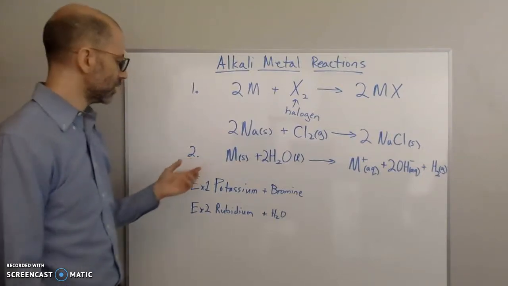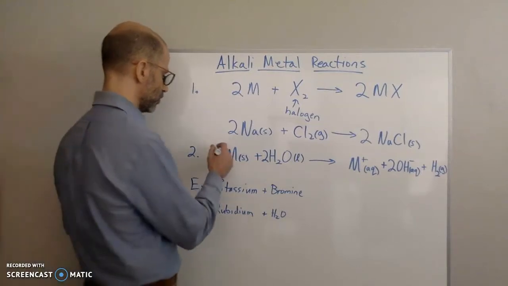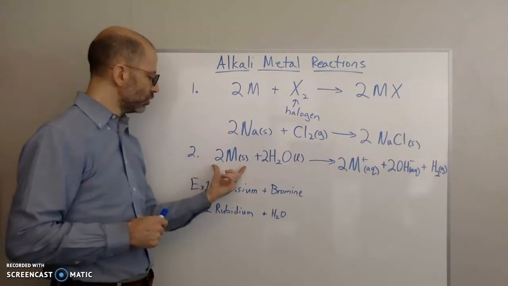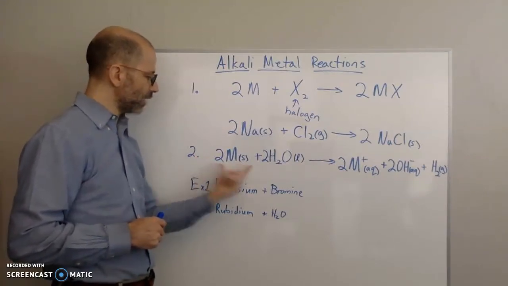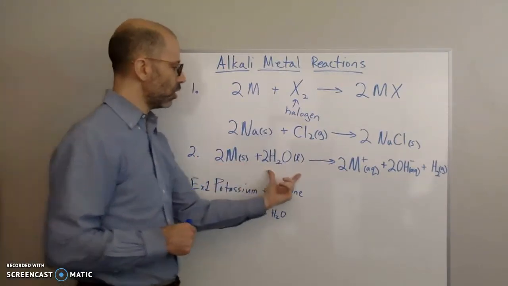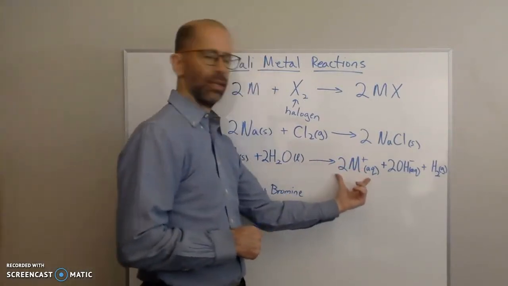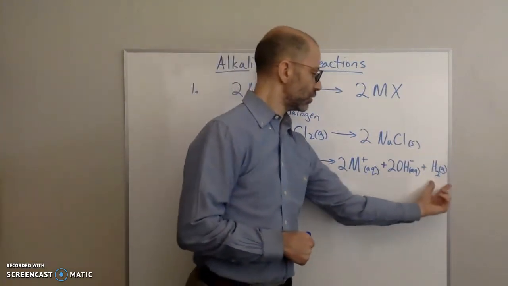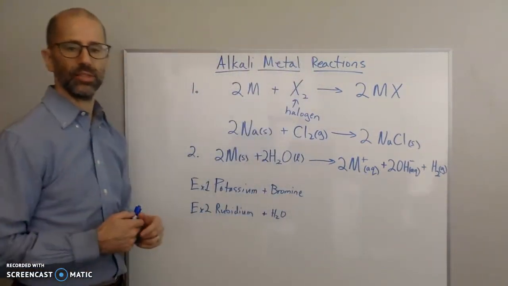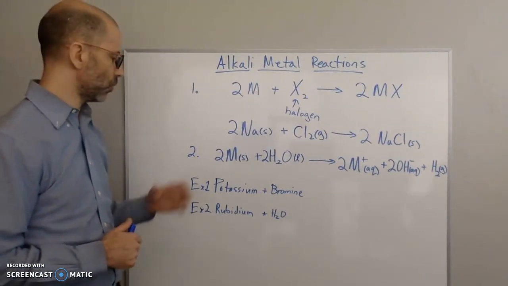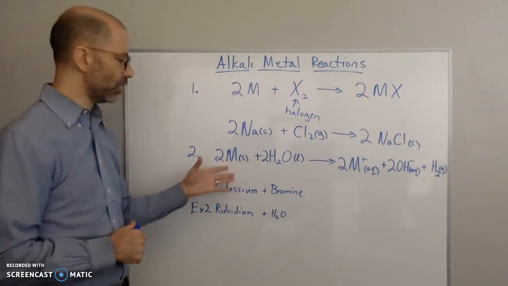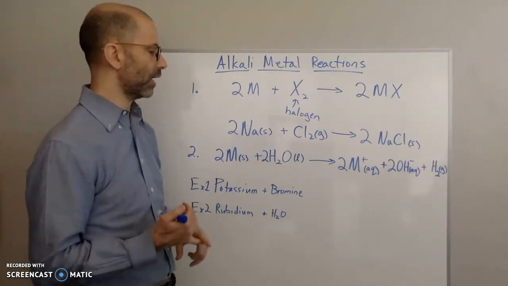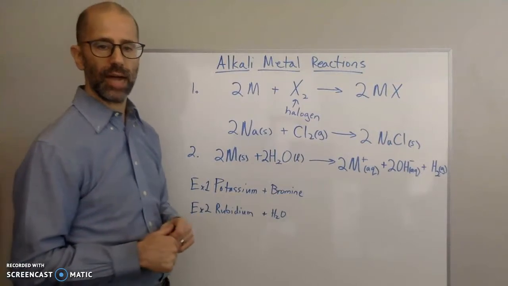The second type of reaction is where you have the alkali metal. Oops, this should be a 2, and this should be a 2. And so your alkali metal will react with water. When it reacts with water, it will form the metal ion, plus a hydroxide ion, plus hydrogen gas. So that tends to be a typical reaction as well. Whenever you throw an alkali metal in water, it's going to react in such a way to form the metal ion, hydroxide ion, and gaseous hydrogen.